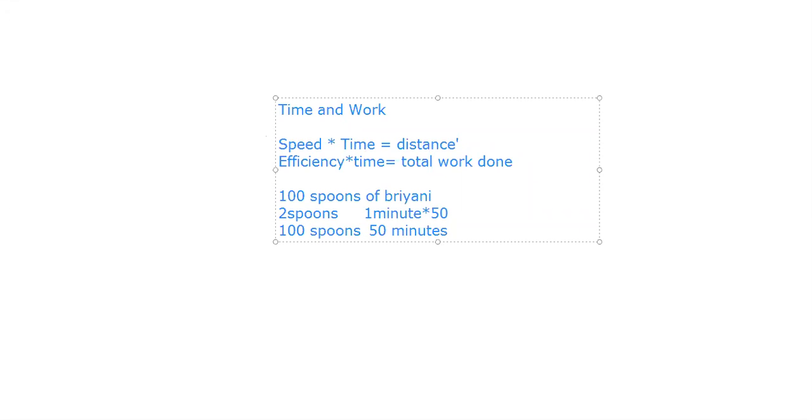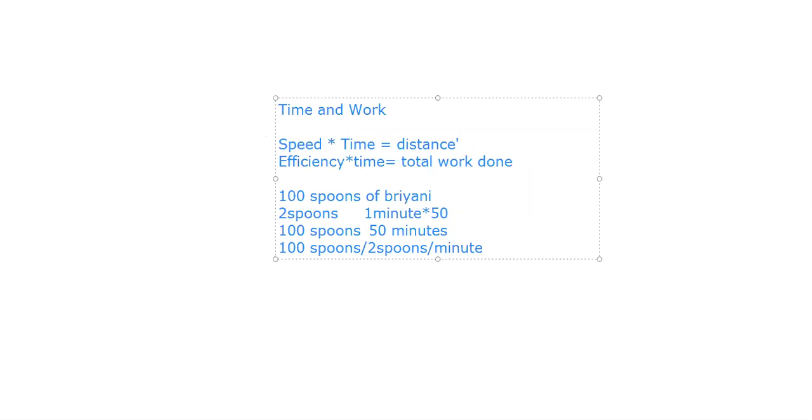50 minutes to complete 100 spoons of biryani, or else you could have done it like 100 spoons upon 2 spoons per minute. Spoons will get cancelled and minute goes to the units place. So 100 by 2, you get 50 minutes. Okay, so that is what we have to understand here.